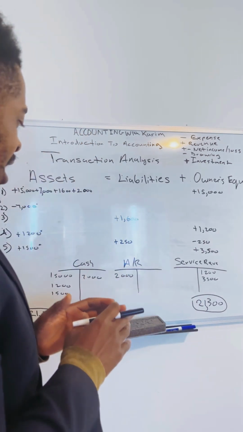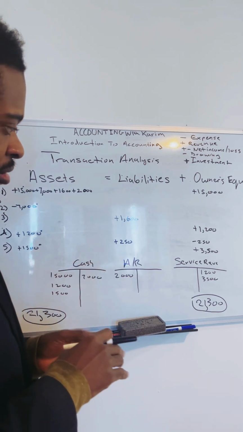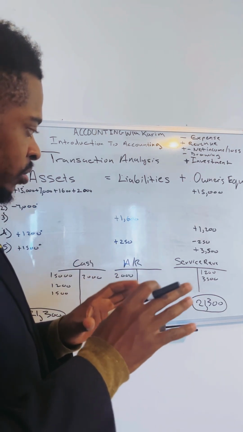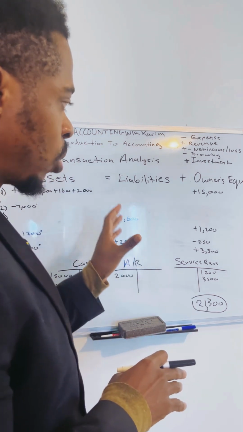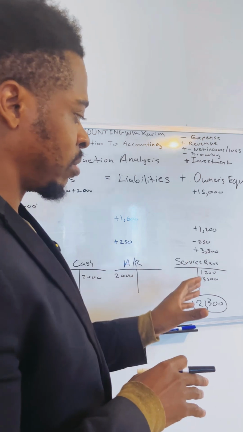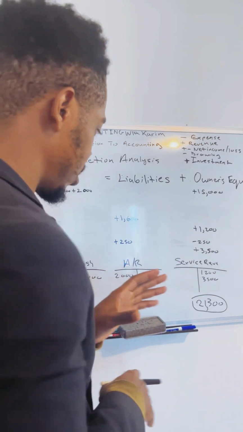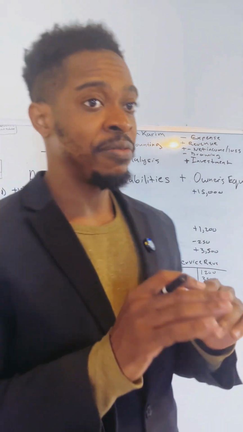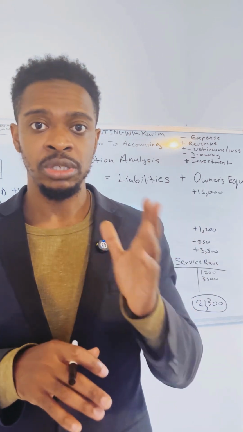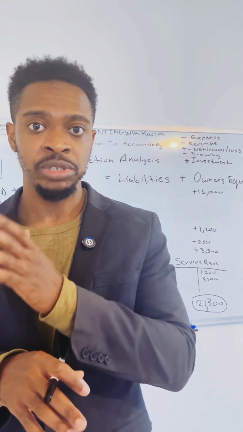And so at the end of this transaction, the balance for total assets should be $21,300, and the balance for total liabilities plus owner's equity should also be $21,300. Remember, at the end of each transaction, total assets should always equal the total liabilities plus owner's equity.